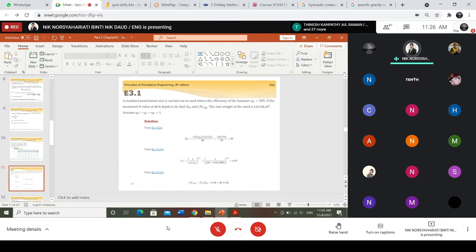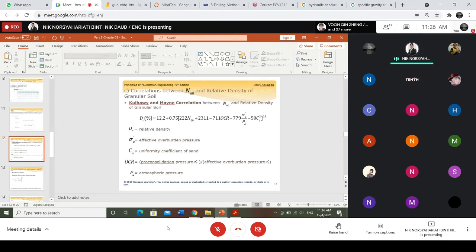So for that one, you can go through example 3.1, all right? Then we have the correlation between N60 with the relative density, which is the DRN. This one is for the granular soil. Of course, again, there are references or referred equations from different studies. For this part, we got the Kulhawy and Mayne correlation related to the relative density for the granular soil. You can use this equation, right?